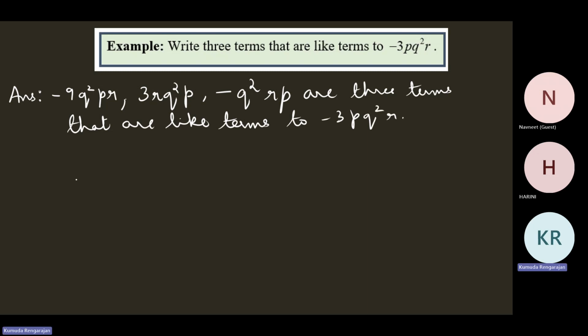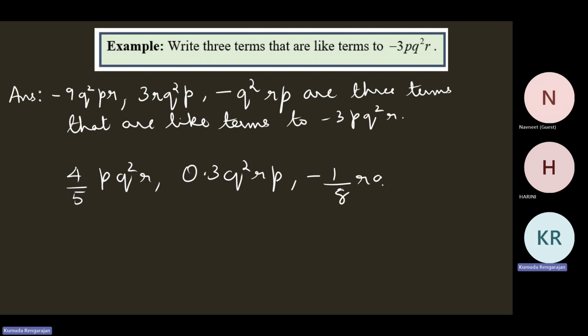You can write anything. You can even write fractions. You can write 4 by 5 p q square r. You can write 0.3 q square rp, minus 1 by 3 or minus 1 by say 8 r q square p. So basically the letters must be the same. These letters, numbers can be anything. Numbers can be decimal numbers, fractions, positive, negative, anything.